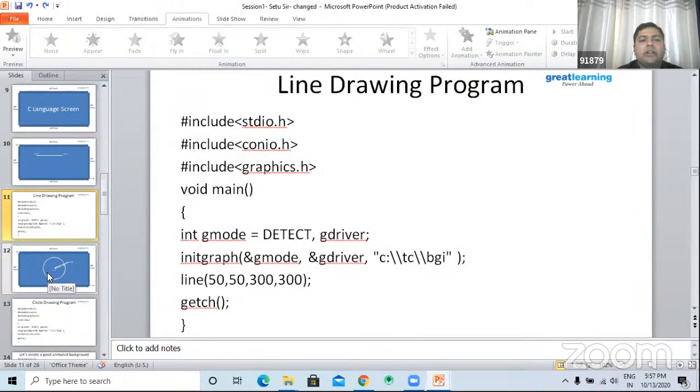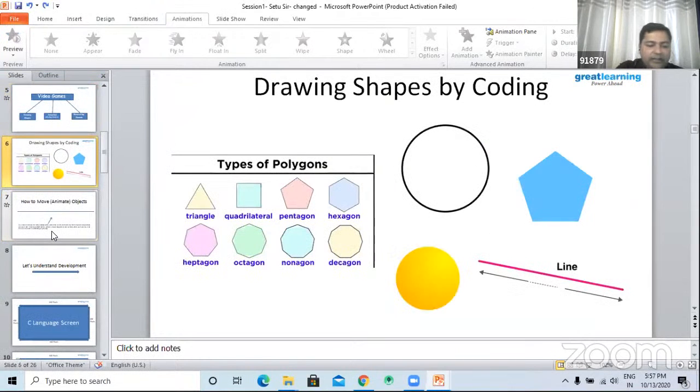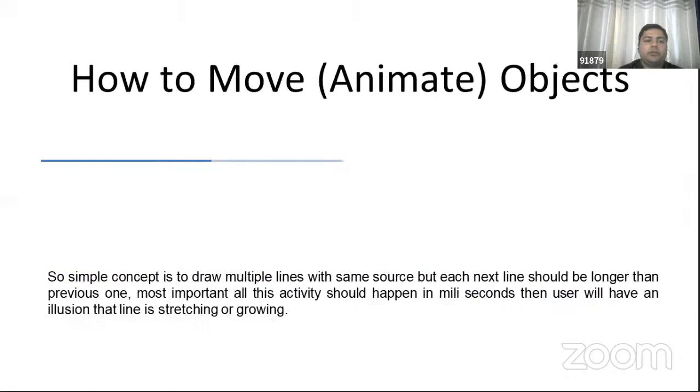All right, now let's move on to the circle. When we used this slide, we discussed that along with lines, other shapes are also there. For example, a circle is also there. All right, so let's move on with the circle. What to do with the circle? Check it out.